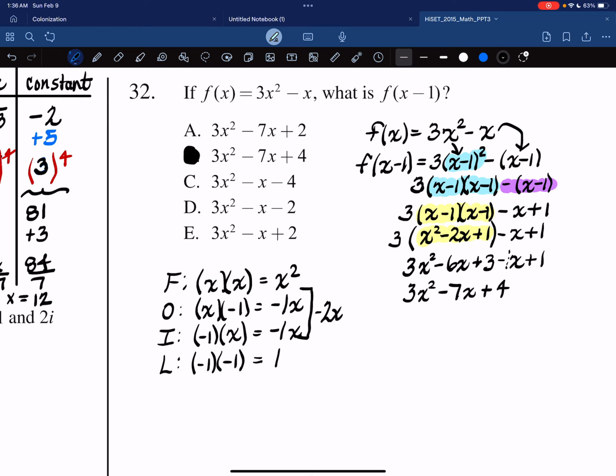Again, they call this a medium. I would call that pretty tough. But whatever you call it, your answer is B, as in Bravo.